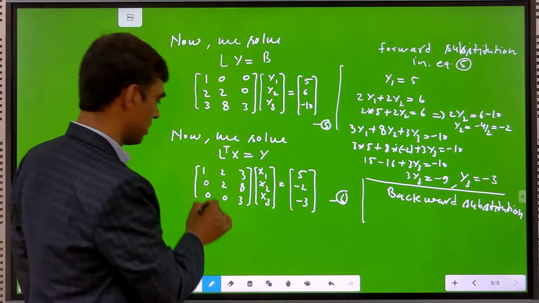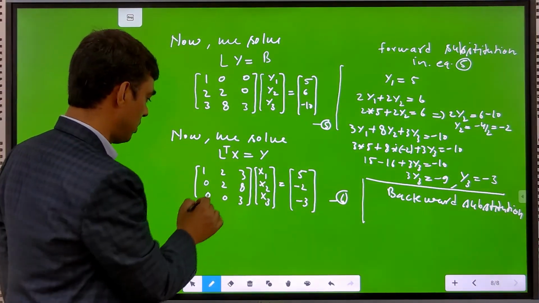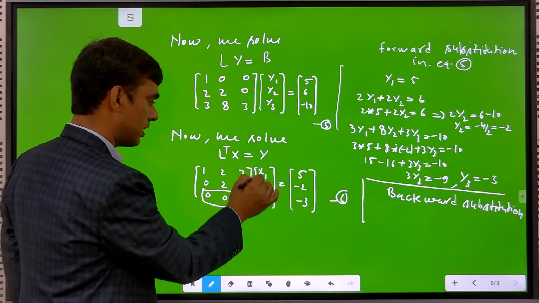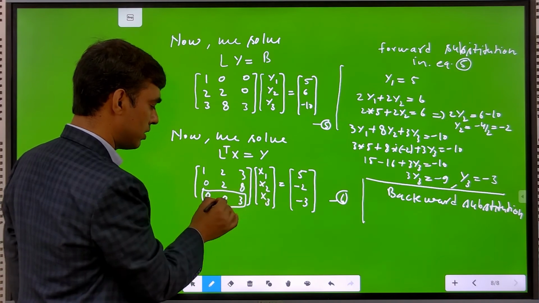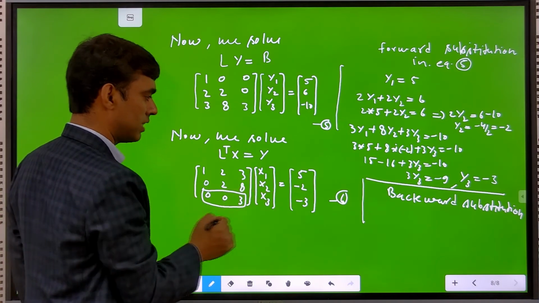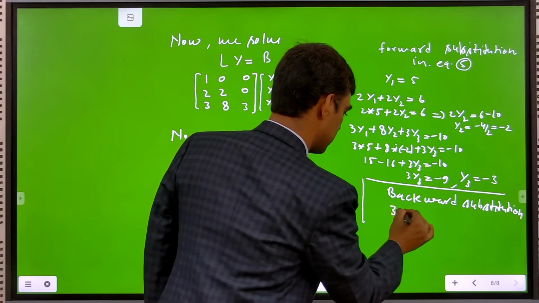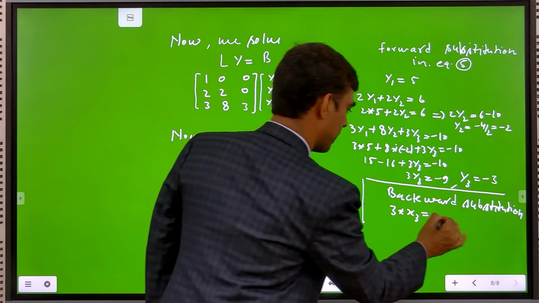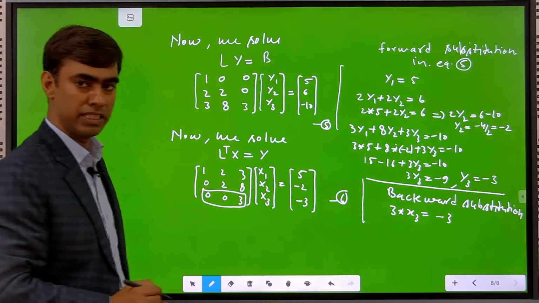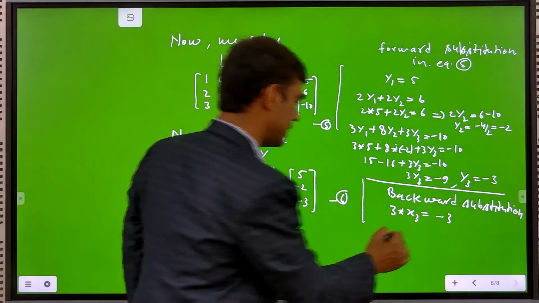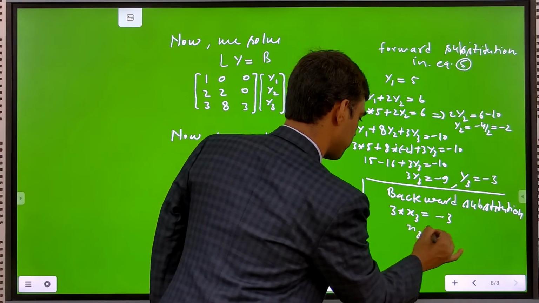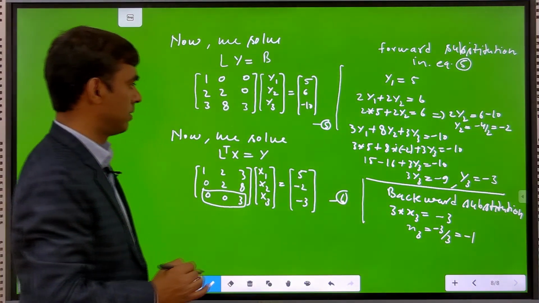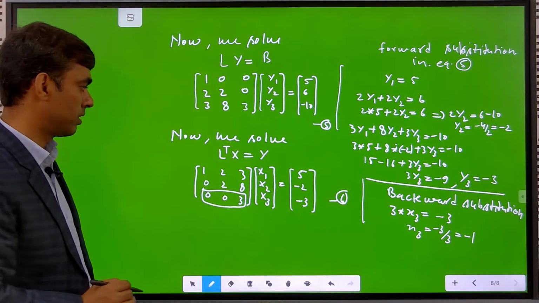Backward substitution means we start with the last row at this column. The last row multiplied by the vector x1, x2, x3 gives 0 into x1, 0 into x2, and 3 into x3, and this equals -3. So 3 into x3 equals -3. What is the value of x3? x3 becomes -3 by 3, which equals -1.